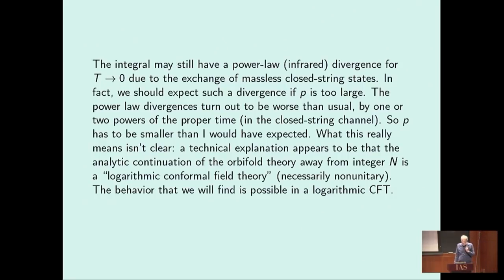Now, the integral can still have a power law infrared divergence for small t because of massless closed string states. In fact, you should expect such a divergence if p is too large. That's because of well-known infrared problems with Dp-branes. So this would happen if you were computing scattering amplitudes rather than entropy. In answering Hiroshi, I remarked that for D9 branes, one has to worry about tadpoles. So we expect a bound on p, but the power law divergences are worse than expected by 1 or 2 powers of the proper time in the closed string channel. So p has to be smaller than I would have expected. And the physical interpretation of that isn't clear.